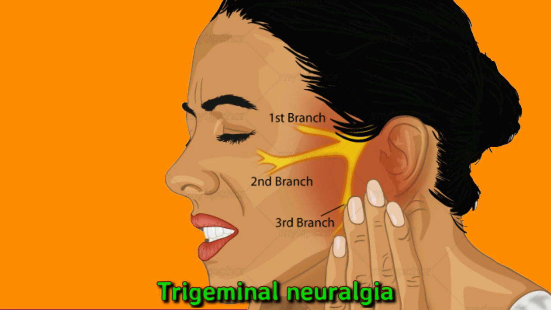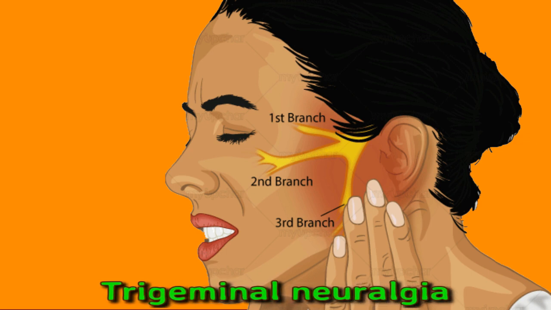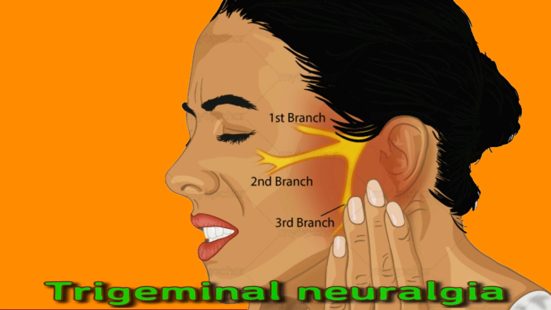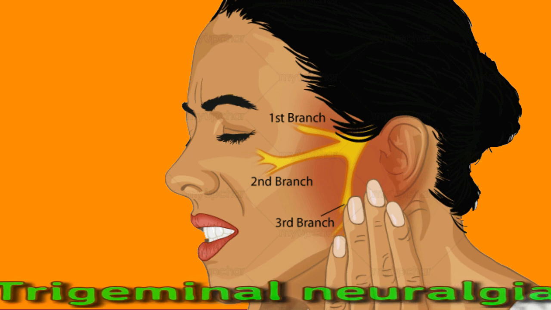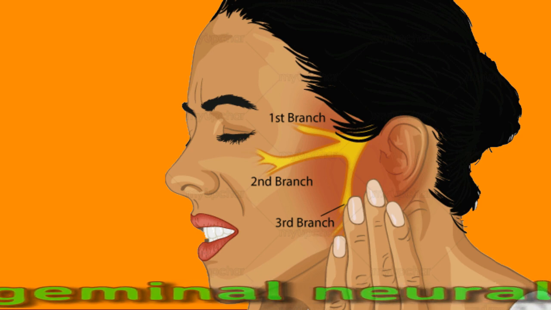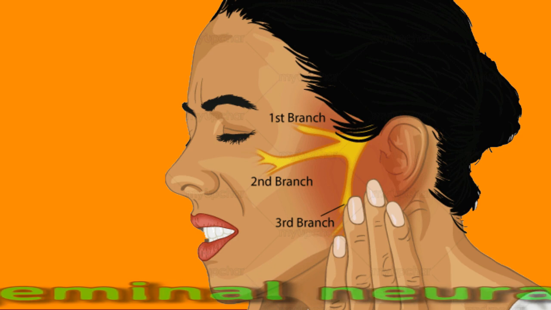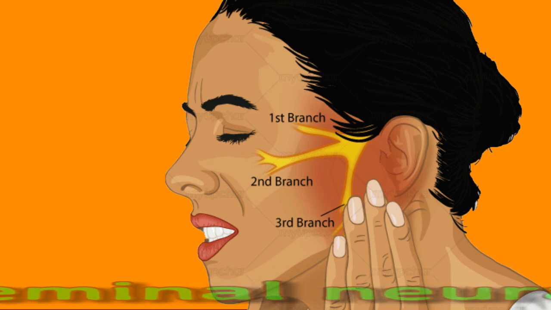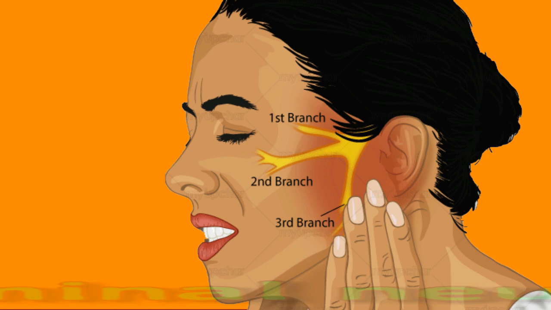Treatment. First line treatment for trigeminal neuralgia is typically medication, and a person may use this alone or in combination. Trigeminal neuralgia that is not responsive to medication may require surgery, such as balloon compression, glycerol injection, radiofrequency ablation, stereotactic radiosurgery, microvascular decompression. A person should discuss these possible options with their doctor.